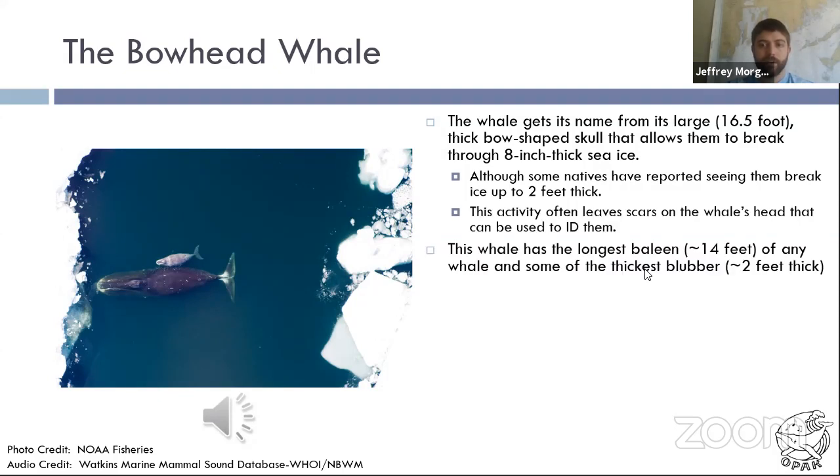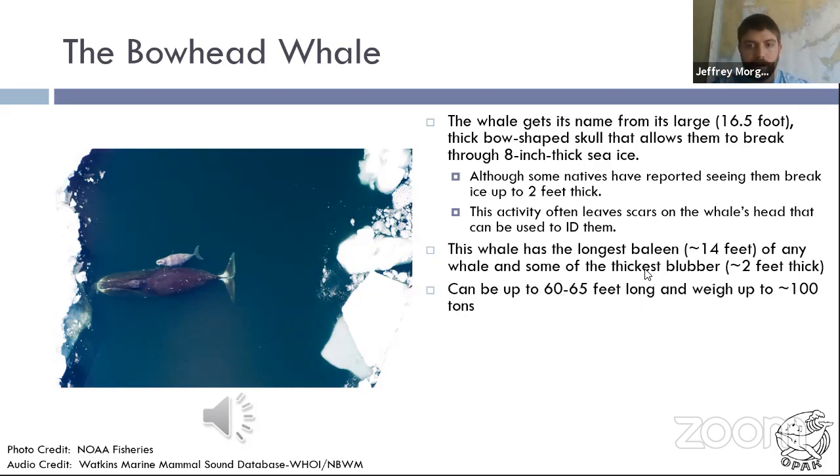This whale, like I mentioned, has the longest baleen. It can be up to about 14 feet long, of all of our whales, and some of the thickest blubber out there as well. It can have blubber about 2 feet thick. These whales are a little bit longer than some of the whales that we've talked about. They're about 60 to 65 feet long, and they can weigh up to about 100 tons.